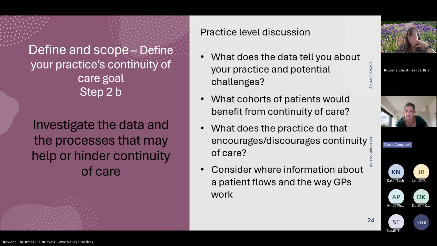Are there particular cohorts of patients who would benefit from continuity of care? What does the practice do that encourages or discourages continuity of care? And consider where information about a patient flows in the way that GPs work. So, for example, to overcome less than full-time working, are micro teams or buddy schemes needed to improve this situation? So there's a few things to explore here.